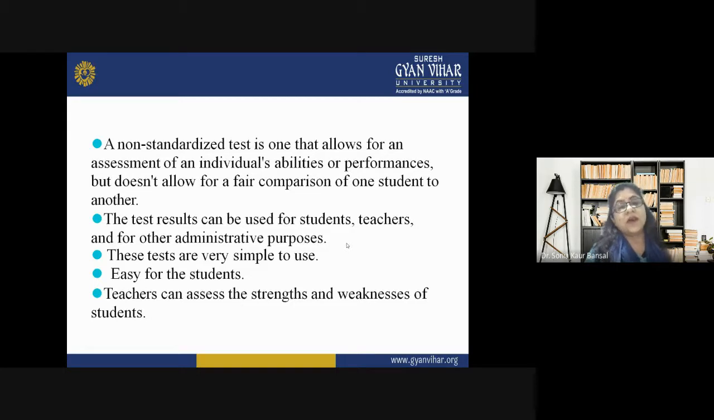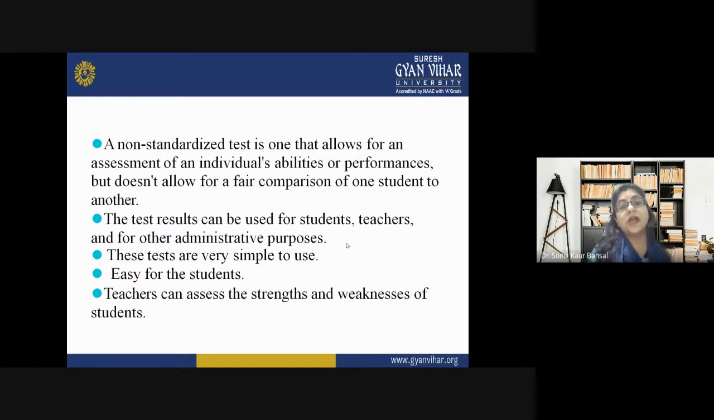So these tests are very simple to use because they are teacher-made tests, and easy for the students as they are giving answers on the basis of their practice, on the basis of their memory, of what the teachers have taught them.